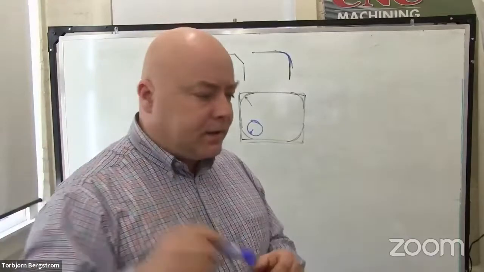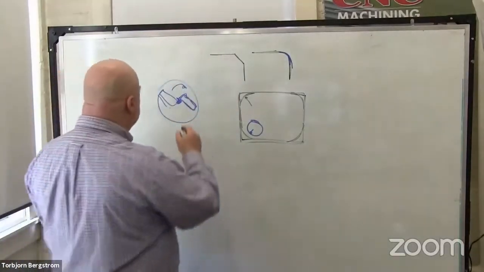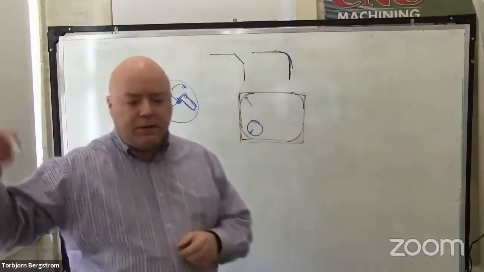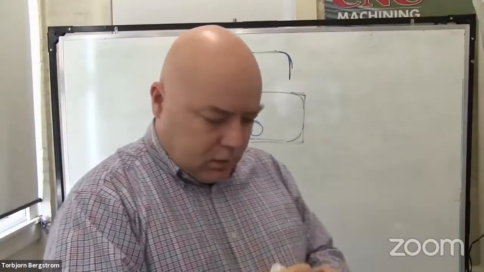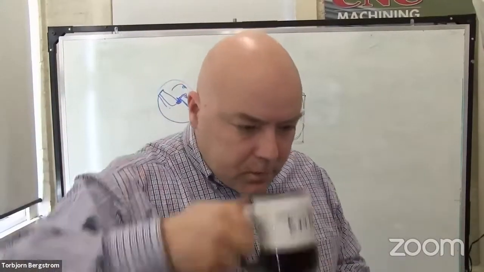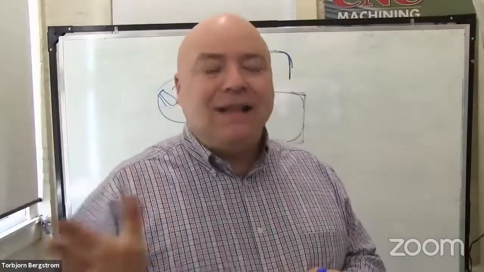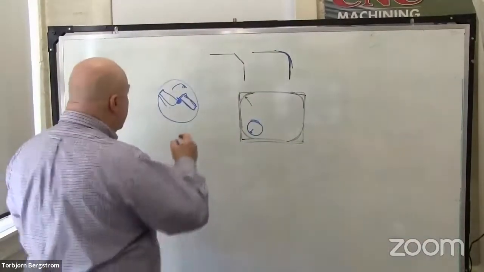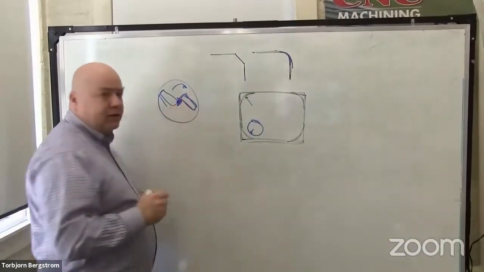What's the surface speed at the center? Somebody said it, I think, right? Zero. What causes the chip to form on the edge of the tool? It's the edge of the tool moving through the material. So it has to have velocity, right? So no cutting happens at the center of the drill.